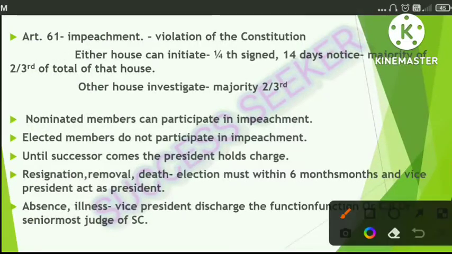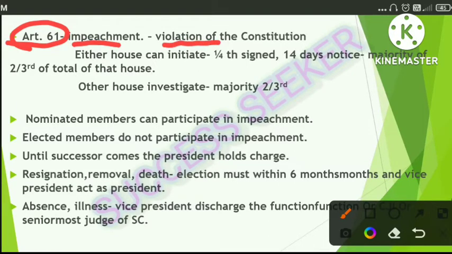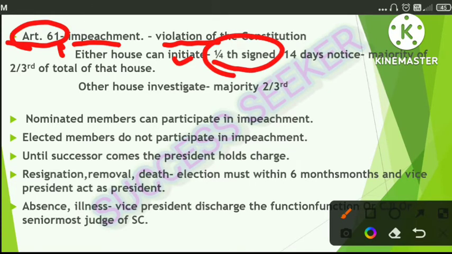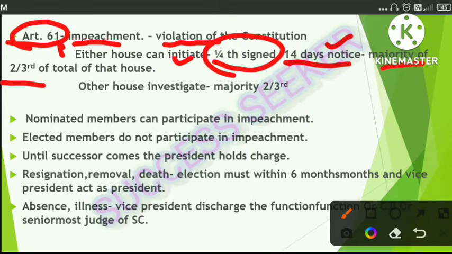And Article 61 describes the impeachment of the President. The President of India can be impeached only on violation of the Constitution. How can it be impeached? The process is that either House, Lok Sabha or Rajya Sabha, can initiate the impeachment, and in that House 1/4 has to sign the memorandum, and 14-day notice also has to be served to the President, and next a majority of 2/3 of the total House has to pass the resolution for impeachment.